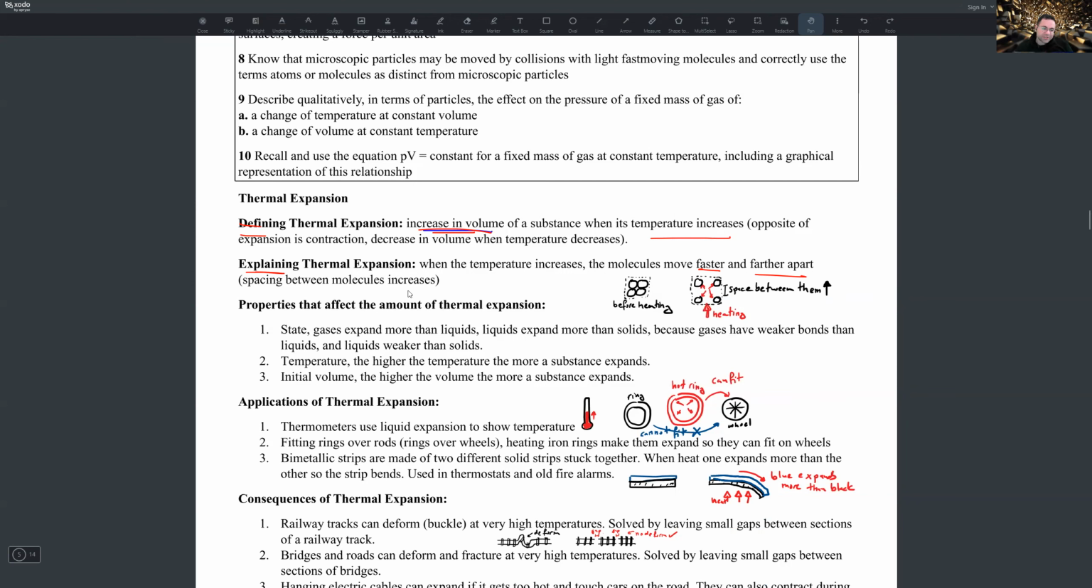What affects expansion? Three things. The state of matter. Gases expand more than liquids. Liquids expand more than solids. Why? Because gases have very weak bonds, solids have very strong bonds. So the stronger the bonds, the less expansion will occur. Second, temperature.